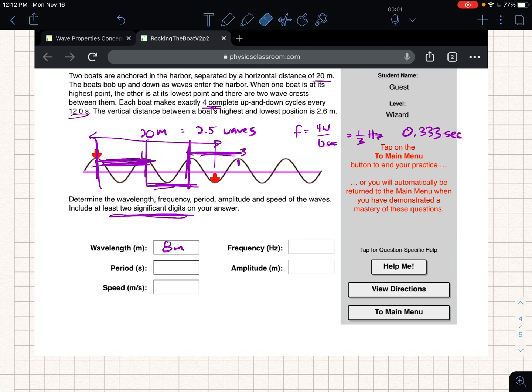Oops, that's not supposed to be seconds, is it? That's supposed to be hertz. You didn't need to have a third decimal place. I like to because I'm just fancy like that. So 0.333. And you don't actually need to have the units in there. They're just looking for the numbers.